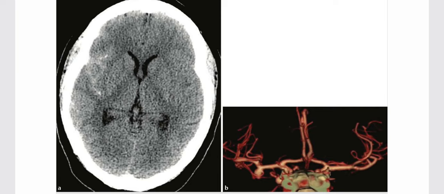However, on the three-dimensional volume rendered reformatted image from a CT angiogram, there is a saccular right middle cerebral artery aneurysm at the M1-M2 junction, which is pointing inferiorly with an M2 branch originating from its base. So considering this key imaging finding of subarachnoid hemorrhage with adjacent aneurysm, the diagnosis here is ruptured aneurysm. So the subarachnoid hemorrhage is because of the aneurysm that has ruptured.